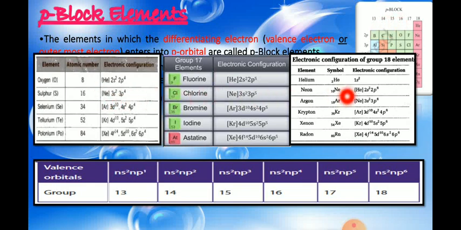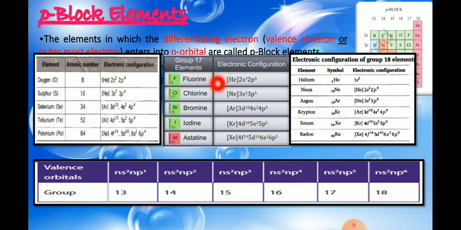You take any element of these groups, the valence electrons enter into the p orbital, hence they come under the p block. Fine, clear, good. Now, what is the valence electronic configuration here? Oxygen 2s2 2p4, sulfur 3s2 3p4, selenium 4s2 4p4. In short, we can call it ns2 np4.